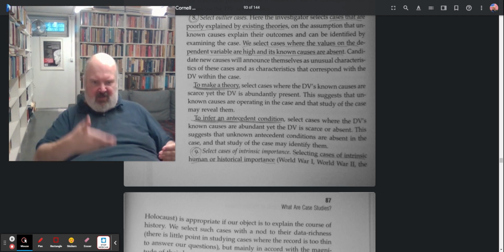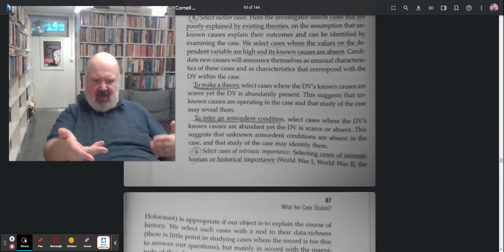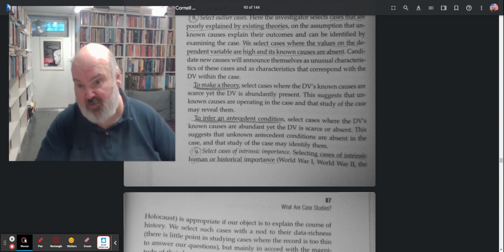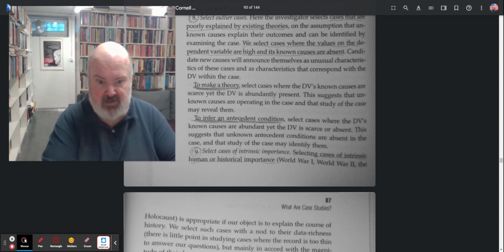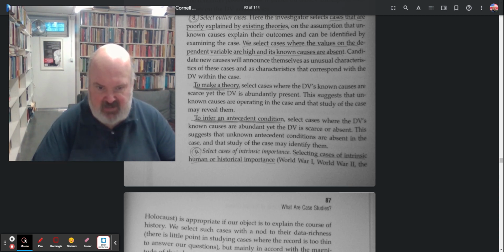So something has to be present that is not present in normal cases, or absent. The antecedent conditions are absent in this case, and the study of the case may identify them.